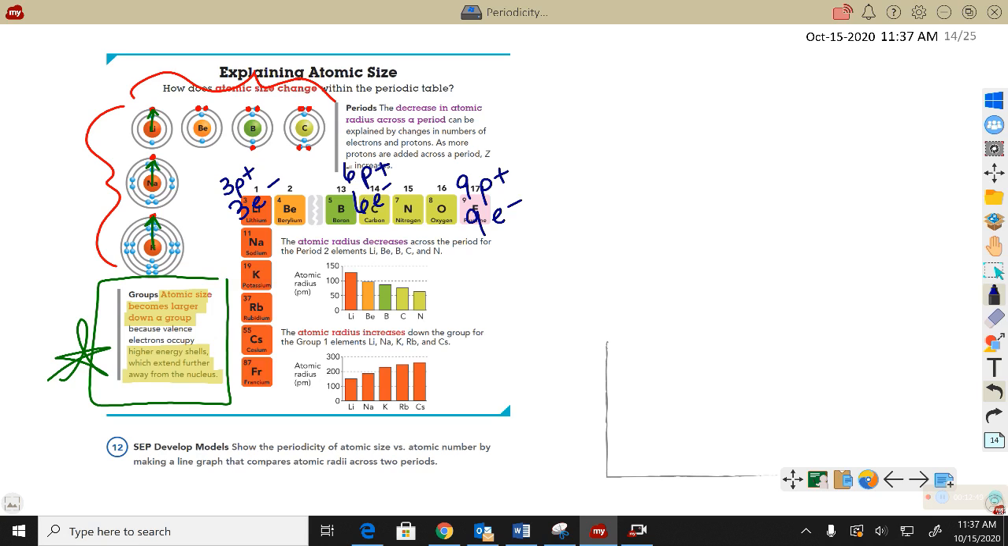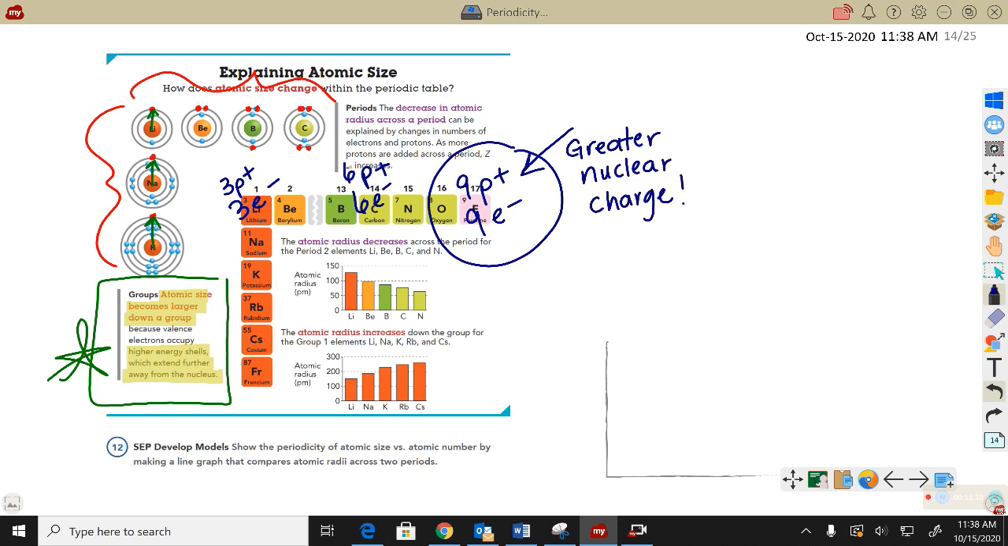The more protons you have in the nucleus, if the electrons are all going in the same energy level, those protons have a stronger attraction for the electrons. We say greater nuclear charge. When there's more protons, greater nuclear charge.